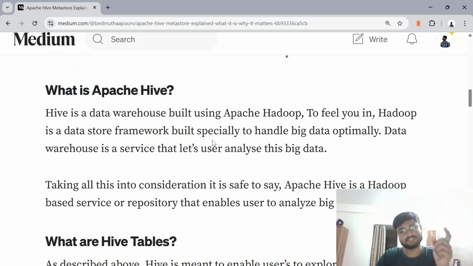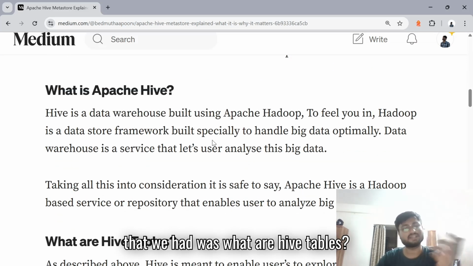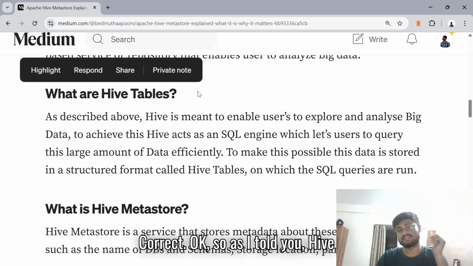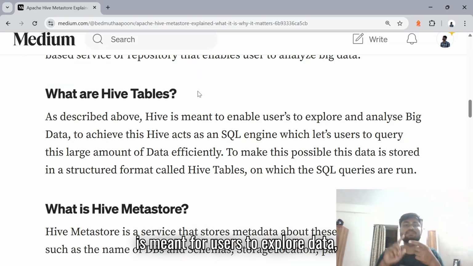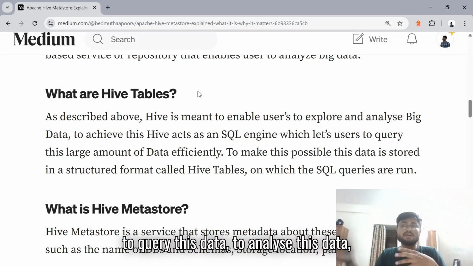The next question that we had was, what are Hive tables? Okay. As I told you, Hive is meant for users to explore data, to query this data, to analyze this data.